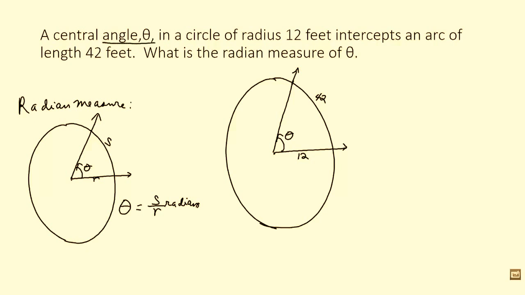So to find the central angle theta, by definition, we have S over R. In this case, S is 42 feet, and R, the radius of the circle, is given to be 12 feet. Upon simplifying, we get 3.5. So therefore, the radian measure of the central angle theta is 3.5.